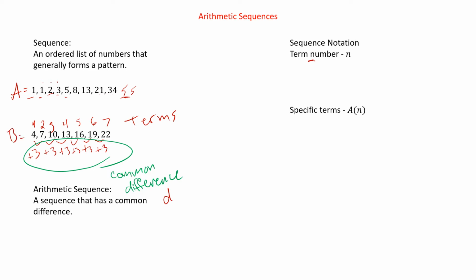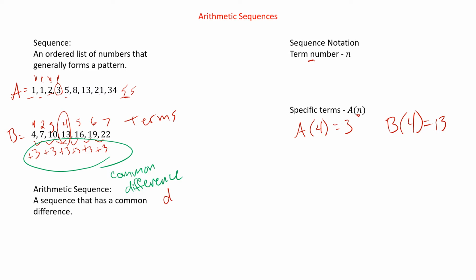And so this would give us our term number. So if we wanted A of 4, that would be the fourth term of sequence A. That would be 1, 2, 3, 4. So it would just be 3. We could do the fourth term of sequence B. That was 13. So this notation is very, very similar to function notation.